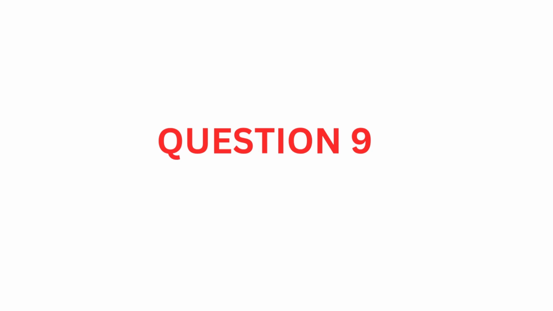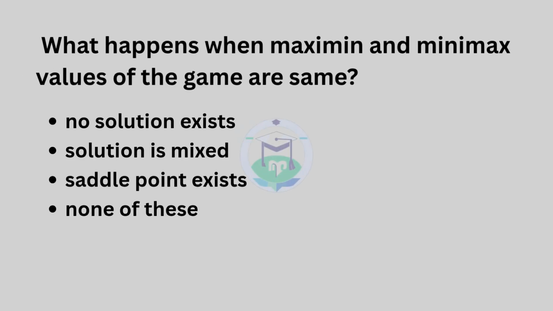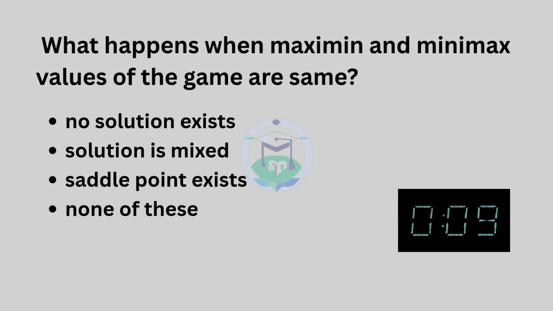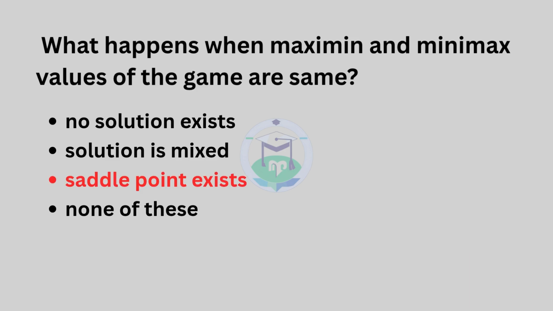Question number 9. What happens when maximum and minimax values of the game are same? The answer is option 3, saddle point exists.